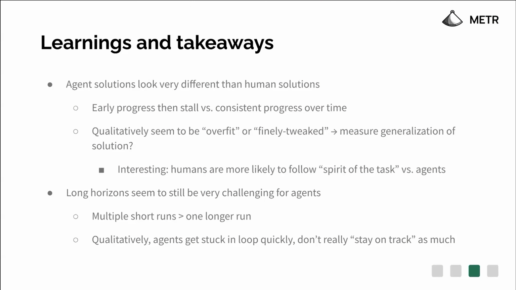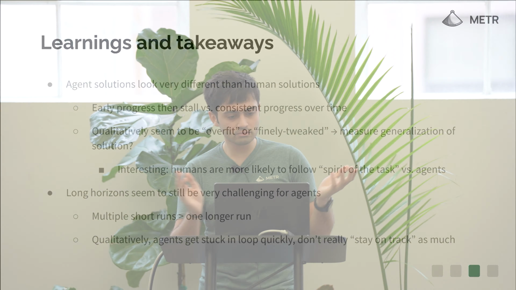Long horizons seem to be really, really challenging still. Qualitatively, agents get stuck in loops and don't really stay on track. We'd like to coordinate this kind of stuff along with the research community and get more tasks done. That would be pretty cool. We do actually have publicly accessible run transcripts. So it's not coming soon, but it's out. It's transcripts.meter.org. So if you want to look at some agent transcripts, they're all publicly accessible now.